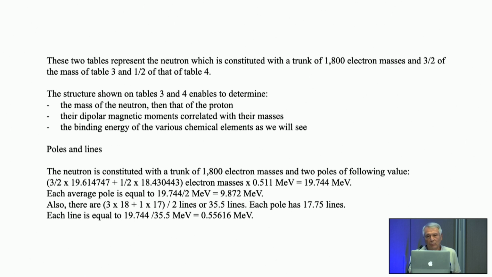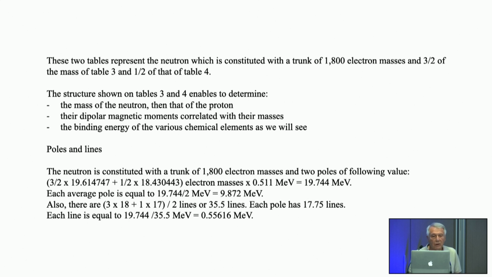There's another table, but it's practically the same. These two tables represent the neutron, which is constituted with this trunk of 1,800 electron masses, and 3 halves of the mass of table 3 and 1 half of table 4. This is a detail, but it's important for the calculation only.